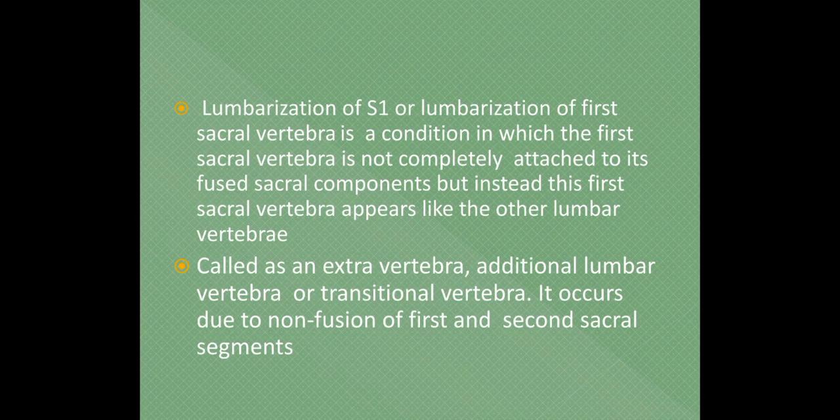Now what is lumbarization? Lumbarization of S1, or lumbarization of the first sacral vertebra, is a condition in which the first sacral vertebra is not completely attached to its fused sacral component, but instead appears like the other lumbar vertebrae. So here S1 appears like a lumbar vertebra. That is called lumbarization of the S1 vertebra.